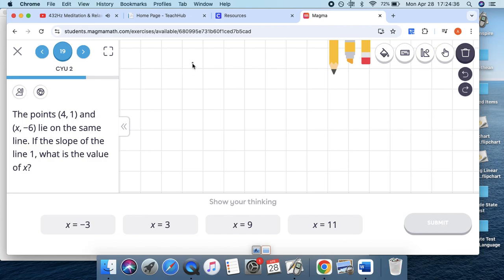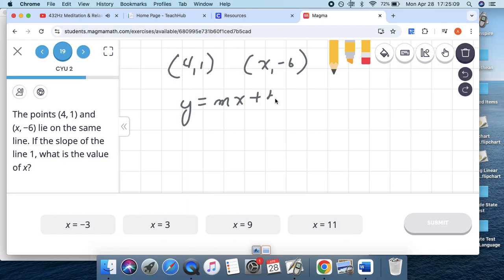The points (4, 1) and (x, -6) lie on the same line. If the slope of the line is 1, what is the value of x? How can we do this? Well, we write point (4, 1), and for the other one I'm missing a point, but we have the slope here. So if I put this in the equation so far, it's y equals mx plus b. y equals the slope is 1, or 1x plus b.